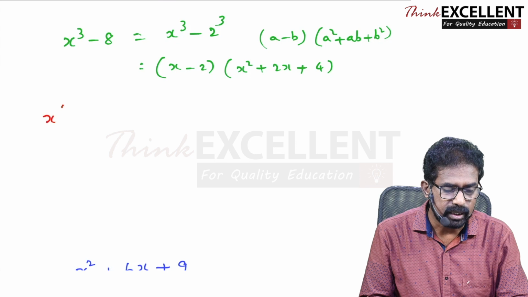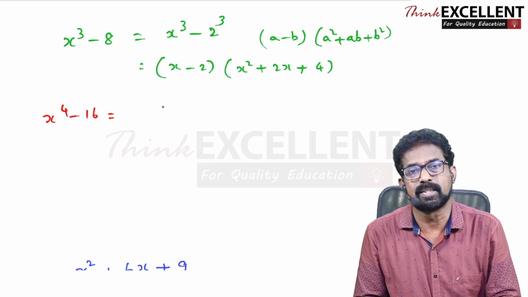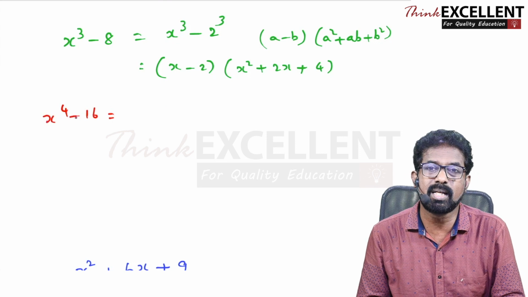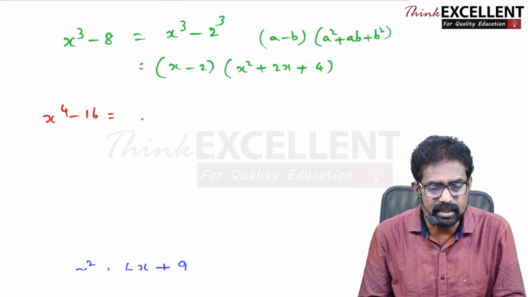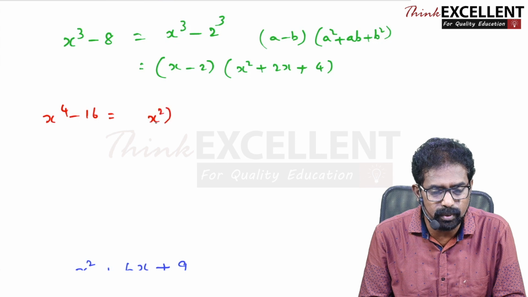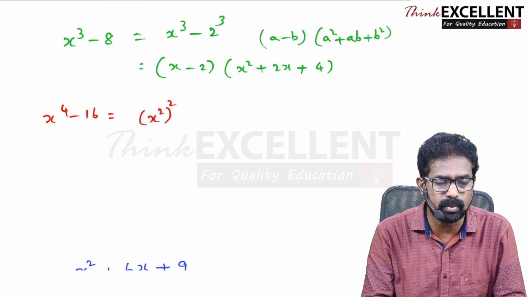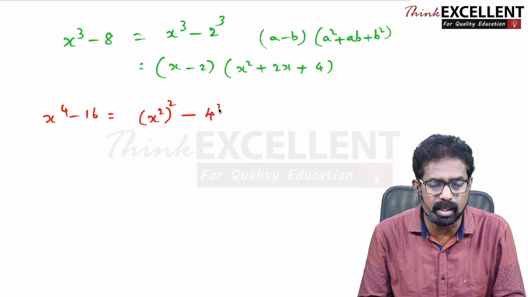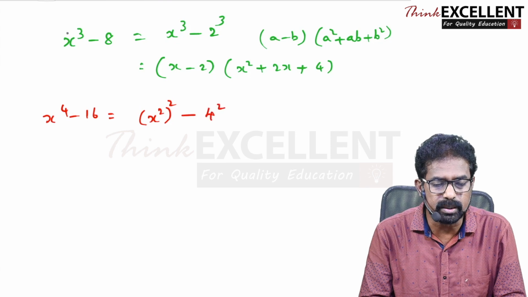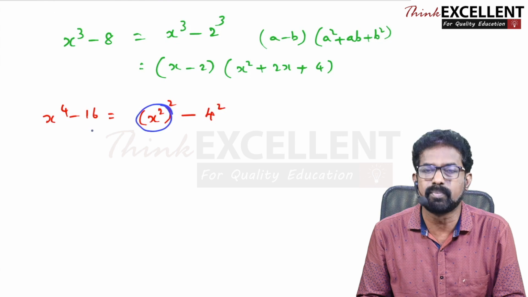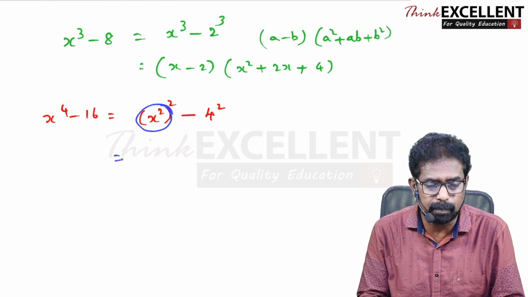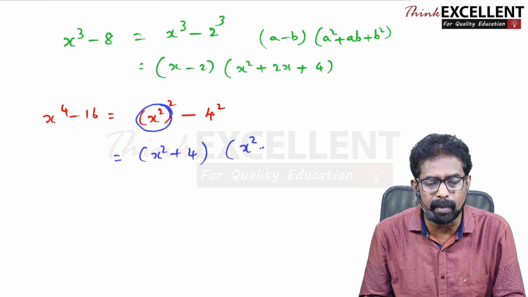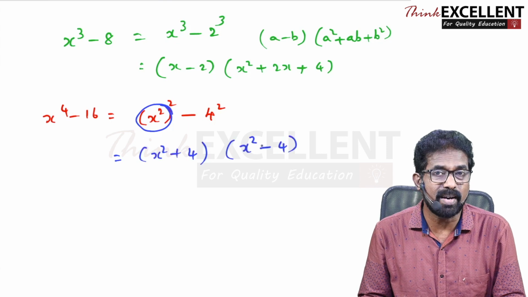Suppose the question is x raised to 4 minus 16. How can you factorize it? In between, minus is there. 16 can be written as 4 square. x raised to 4 can be written as x square the whole square, right? So x square the whole square minus 4 square. A square minus b square. The whole thing, this is our a. A square minus b square is a plus b into a minus b. Again you can factorize it.